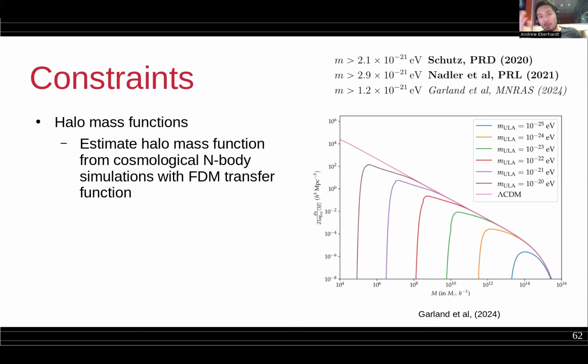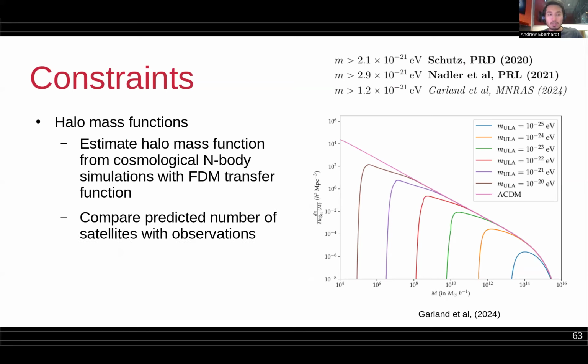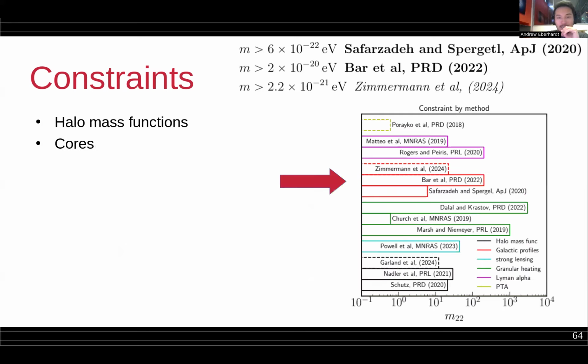Specifically, you get a different halo mass function, for instance, right? And this halo mass function can be compared with observations of the halo mass function in the late-time universe and be used to rule out certain masses which predict transfer functions that are discrepant with those observations. Now, perhaps the next most studied constraint is the cores. And this kind of makes sense, right? Since this was the original motivation for this model.